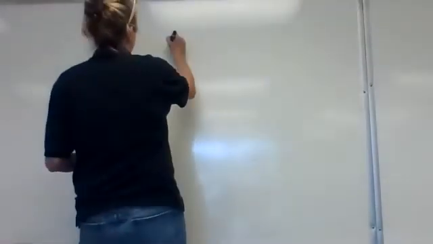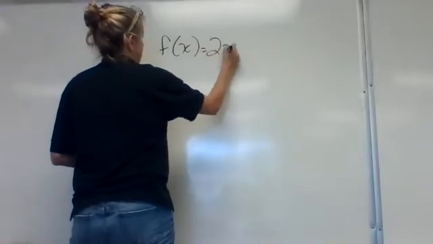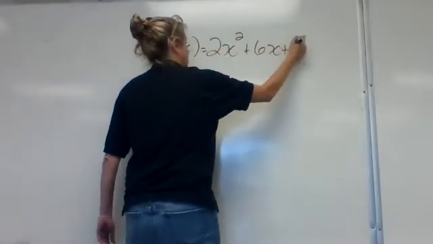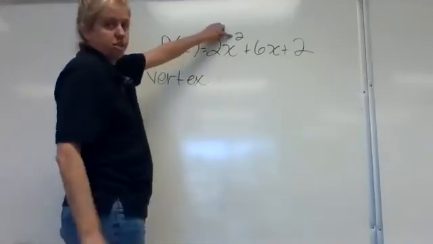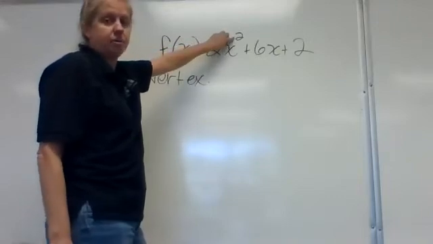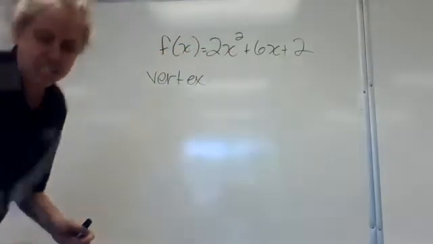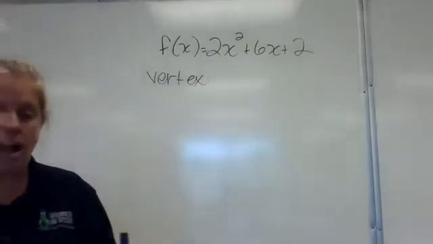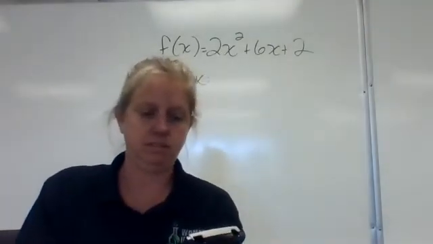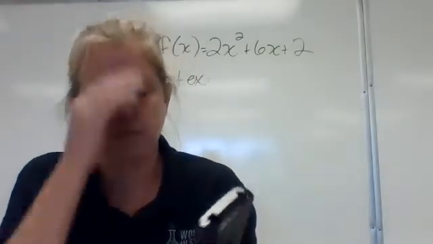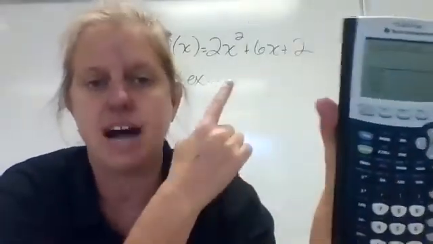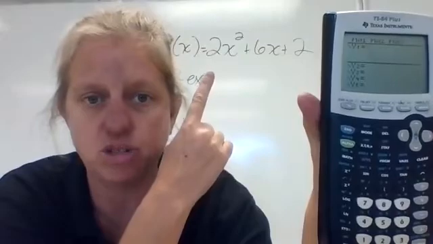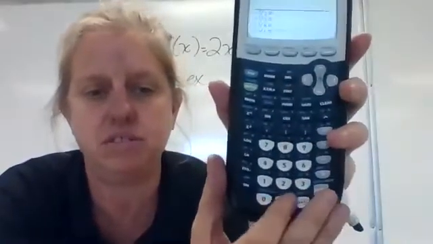So f of x equals 2x squared plus 6x plus 2. And still, the first question it's going to ask me about this parabola, since it's an x squared graph, it's going to make a parabola, is what's its vertex? So let's go to our y equals on our graph and clear it out. Type in this function. So 2x squared plus 6x plus 2.